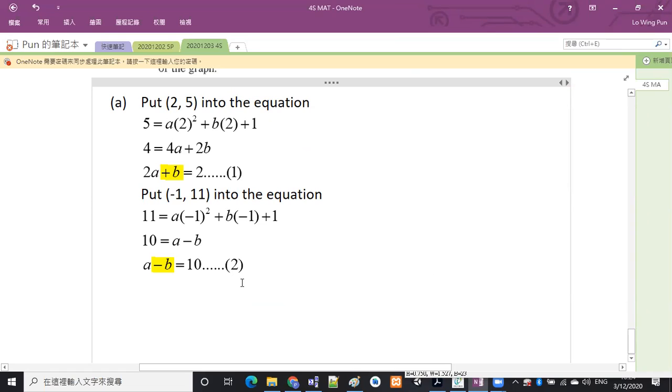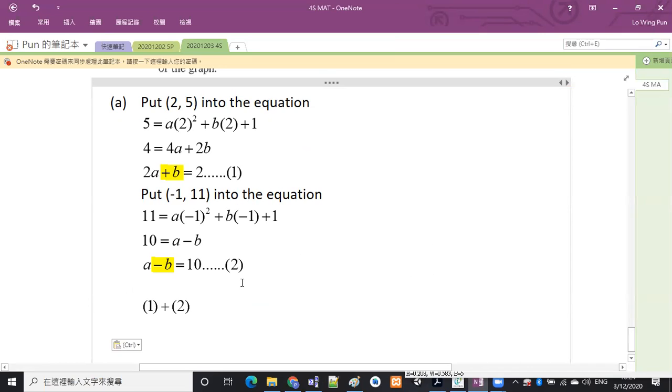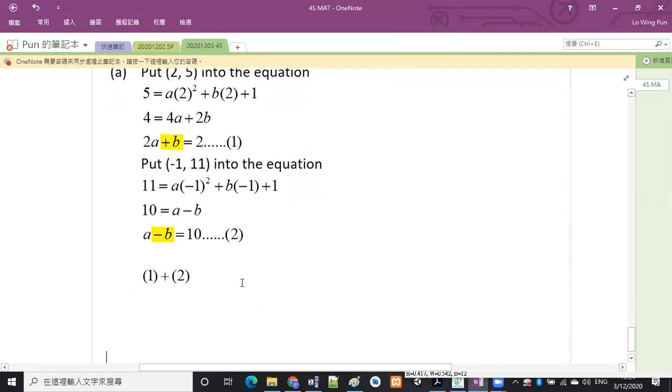So we do this: equation 1 plus equation 2. Then we have 2a plus a, so the a terms will be 3a. And the b terms, b minus b, cancel. And then we have 2 plus 10, that is 12. And then we can calculate the value of a to be 4, like this.